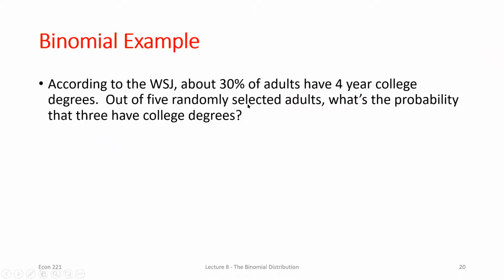Let's say we have this example where we've got 5 adults. You can think about asking each adult as the experiment, so I'm running this experiment 5 times. I know the probability any one adult has a 4-year college degree is 30%, or 0.3, and I want to find the probability that exactly 3 of those 5 have a college degree. So what I'm looking for is the probability that x, this random variable, the number of people who have a degree out of the 5, is equal to 3.